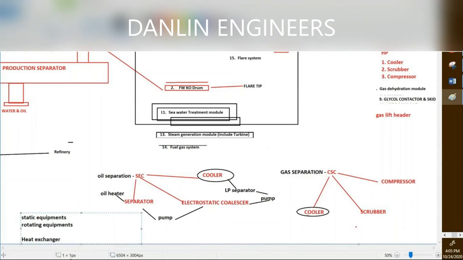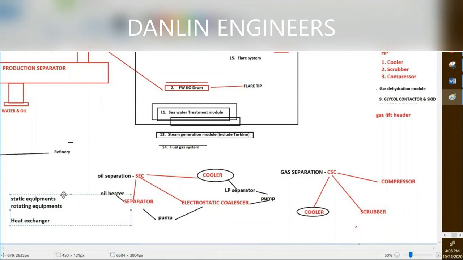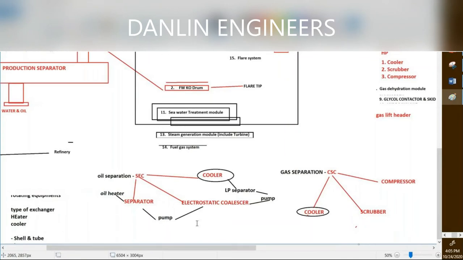Exchangers, whether heat exchangers or cool exchangers, are the types that come into the picture. So the heater and cooler are the exchangers. Most probably we know shell and tube, and the plate exchanger. Sometimes they use an air cooler; that depends on the requirement. If an air cooler is required, then we go with that.